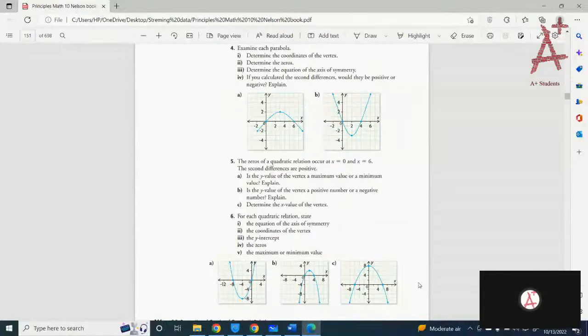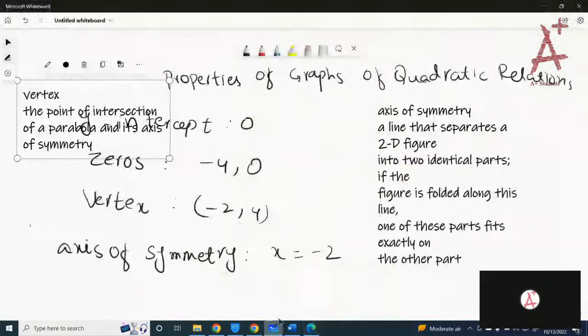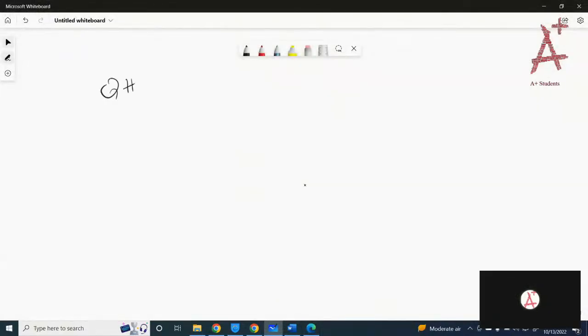First, we have to find the coordinates of the vertex. Just look at the vertex. This point is the vertex. Got it? Just look at the coordinates. On the x-axis it is 3, and on the y-axis it is 2. So for question number 4a, the vertex is (3, 2).